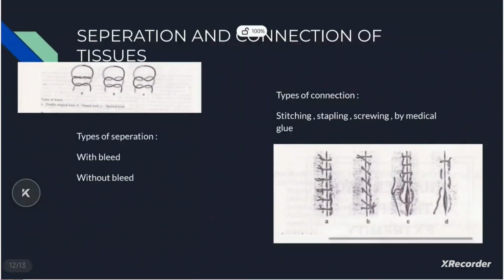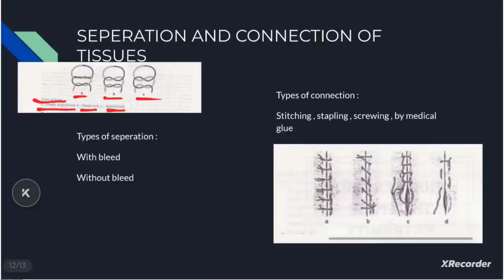The last topic is the separation and connection of the tissue. We did the operation, we cut the skin, but how should we join it? Now there are types of knots. Whenever you study surgery in real, you will learn them. There are different types of knots, but here we learn three: the double surgical knot, the simple knot, and the nautical knot.